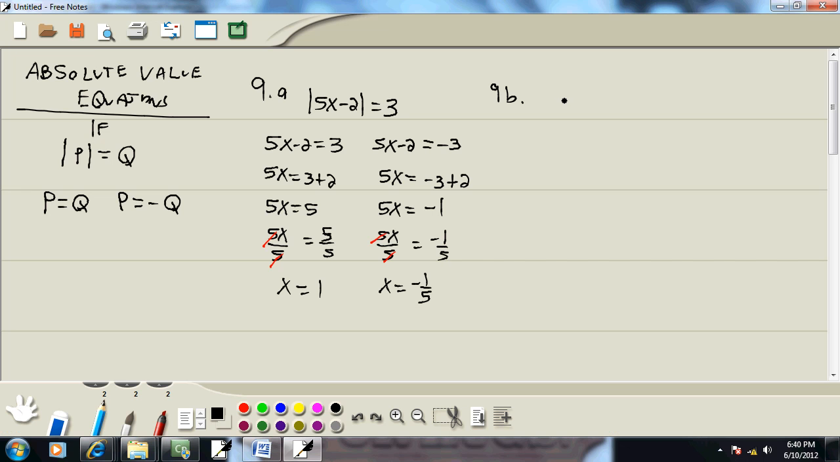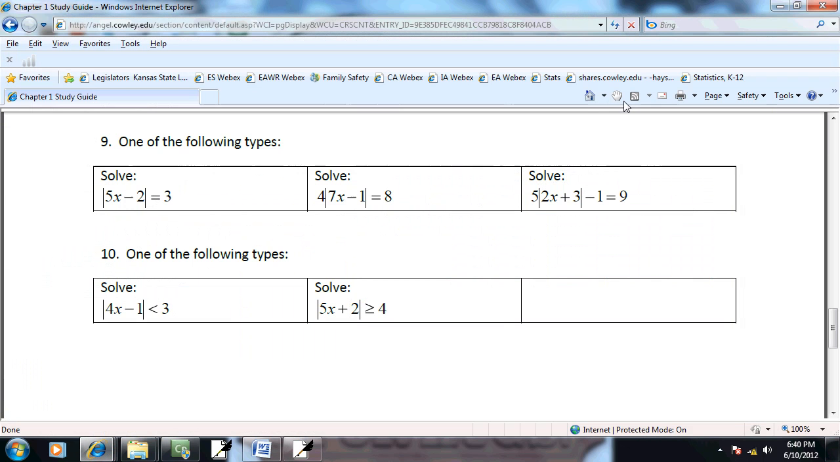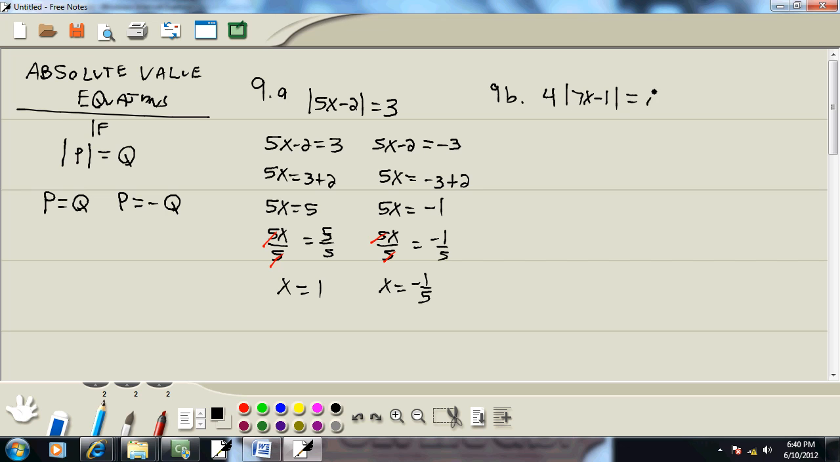Got our next example. We got 4 times the absolute value of 7x minus 1 equals 8. Now in this particular problem, the absolute value isn't by itself, so our first step is to get it by itself. So I'm going to divide both sides by 4. When I do that, the 4's cancel. And we got the absolute value of 7x minus 1 equals, and 8 divided by 4 gives us 2.